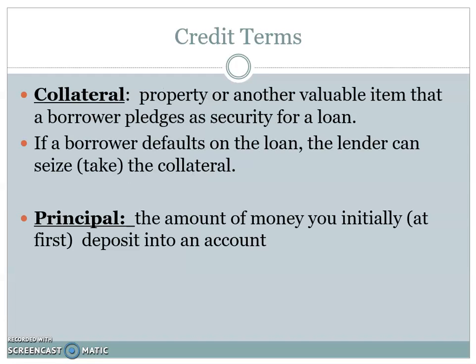Few more terms. Collateral is the property or another valuable item that the borrower takes to have security for that loan. So you hear these horror stories of people not being able to pay their loans back, and they'll come and take your car. And they're like, we're going to hold on to your car until you pay your loan. So that's kind of what collateral is. And I'm sure you guys do collateral with your siblings all the time. Like, you can use this, but I'm going to keep your best stuffed animal until you give it back to me. I don't know. That's just an example.